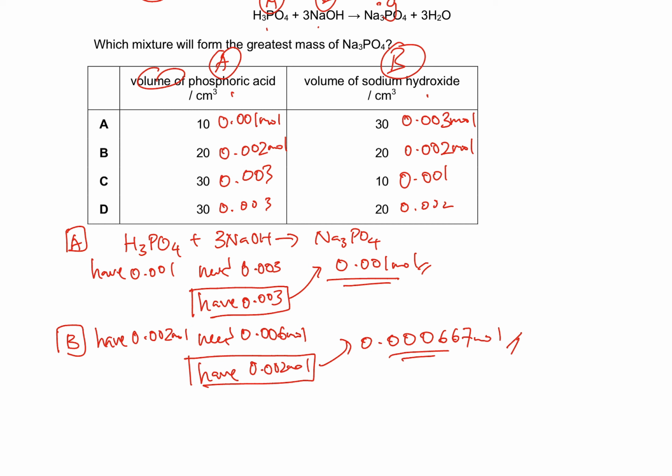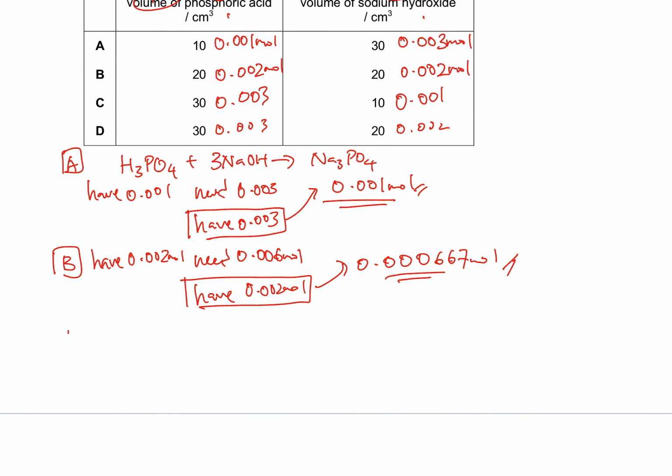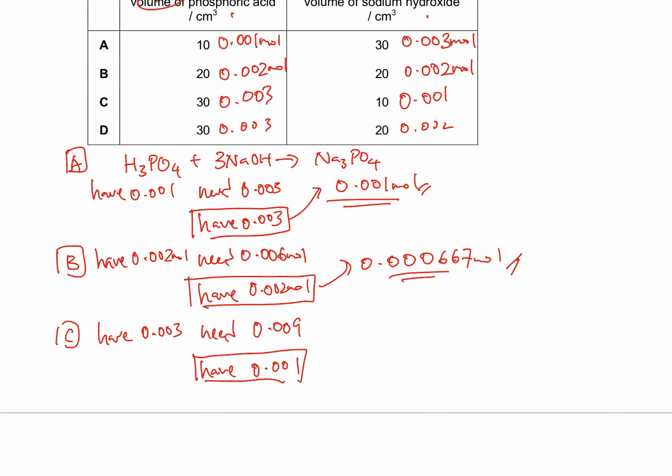So far, A is in the lead. Let's do C. So for C, again, calculate have, need, have. I have 0.003. So based on mole ratio, I need 0.009. But I have 0.001. So again, not enough. So I box the one that I don't have enough of because I need it for calculation. So the mole ratio is 3:1. So this one is 0.000333 moles. Right? Divide by 3. So far again, A is still the winner.